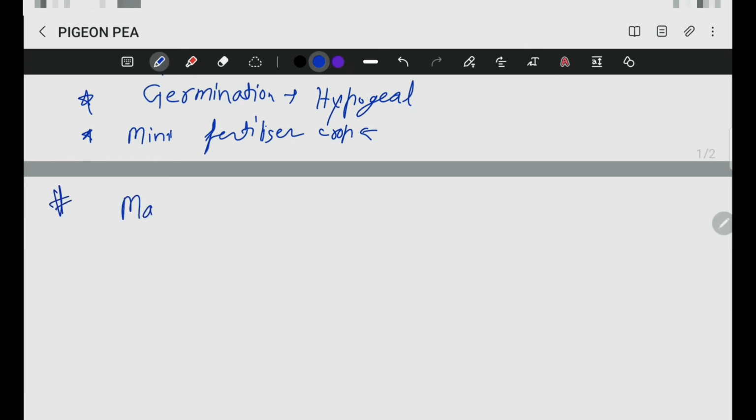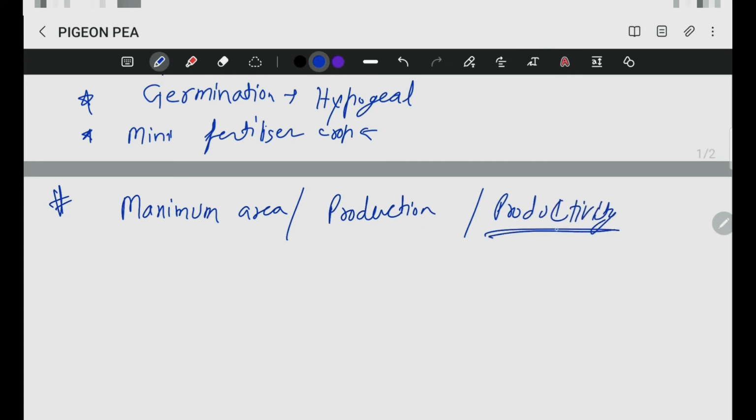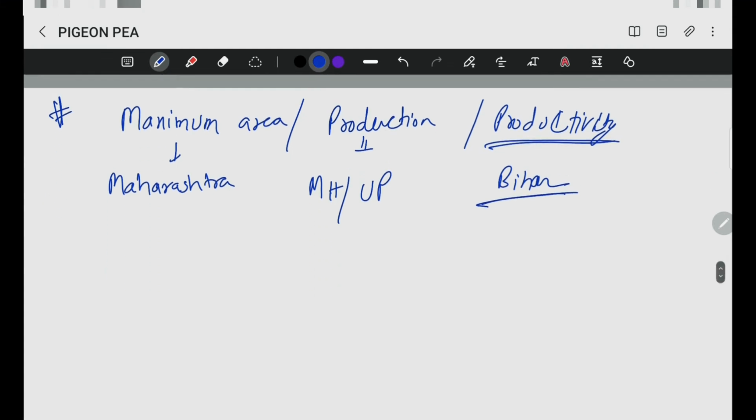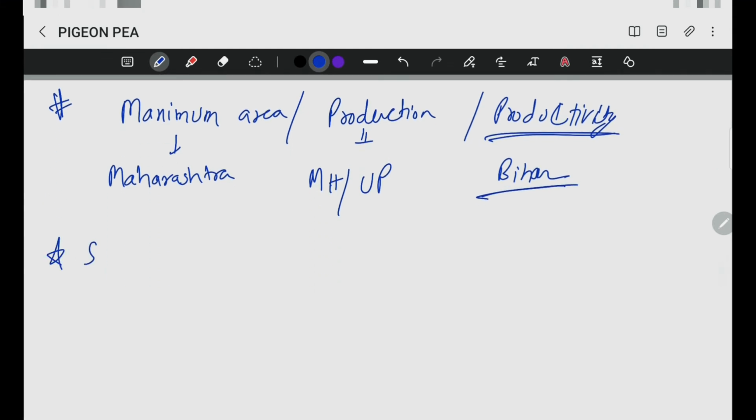Maximum area, production, productivity. In all the three, productivity is more important. Maximum area is in Maharashtra. Sorry, in production, two major states are there, Maharashtra and UP. Productivity is maximum, or you can say productivity is highest in Bihar. So this is VVI.